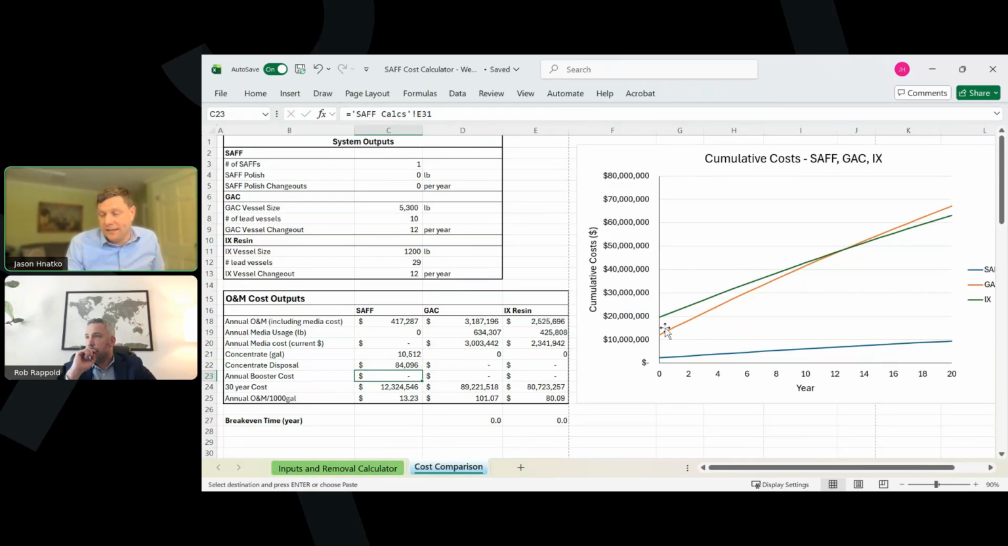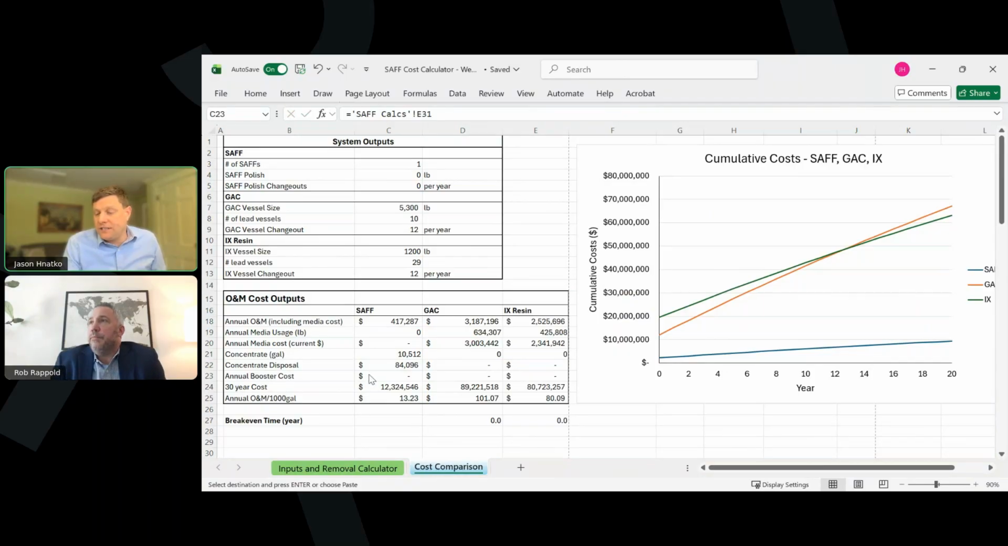And that's why you get these exorbitantly high costs, which we understand are not very realistic. But it does show why SAFF, or foam fractionation, is a preferred option for landfills, because these media costs are just so high that it's not practical to treat with ion exchange resin or GAC.